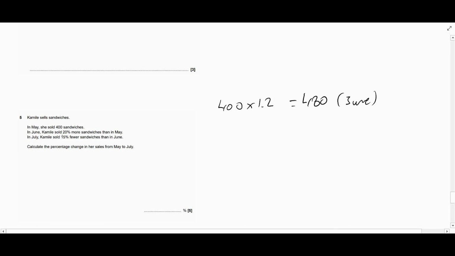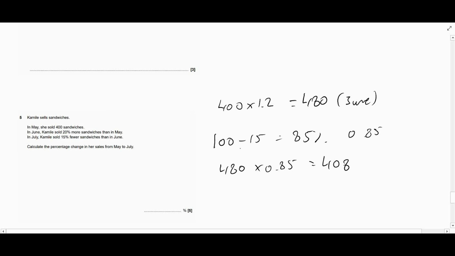So in July, you sold 15 fewer sandwiches than in June. So we went over in a previous question, I think in relation to the pressure, about how this works. If you remember, you can think of it as 100%. We take away 15%, and we're just left with 85%. And that in terms of a fraction is just 0.85. So we have 480, and then we have our percentage change, which is times 0.85. And if we do the sum, we get 408.